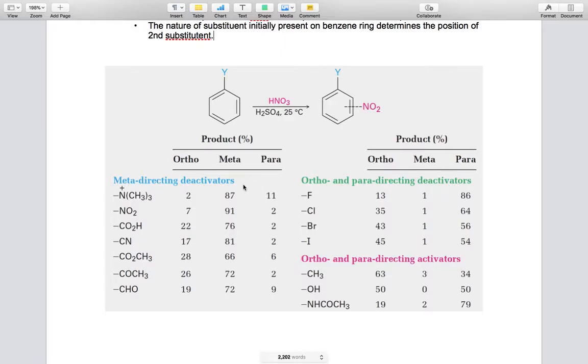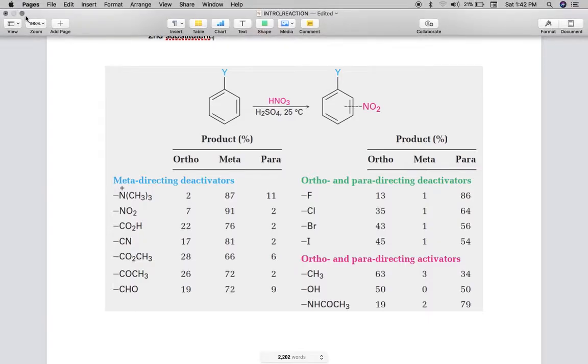For now, disregard the deactivators and activators. We will have a different discussion regarding this. But now, I want you to focus on the ortho and para directing, and then the meta-directing. So, I said, your initial substituent will help us predict the disubstituted product and where we will attach our second substituent. To help you visualize it, I have an example here.